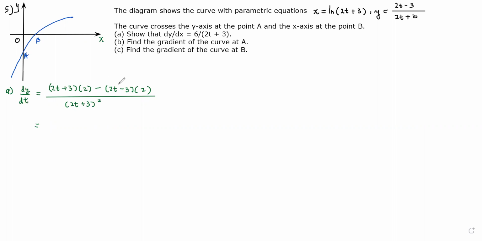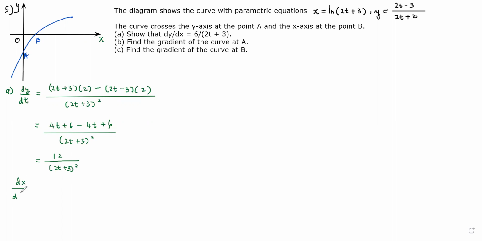Simplifying the numerator by expanding and collecting like terms, 4t plus 6 minus (4t minus 6) is what we have for the numerator. And that is 12 over (2t plus 3) squared for dy/dt.